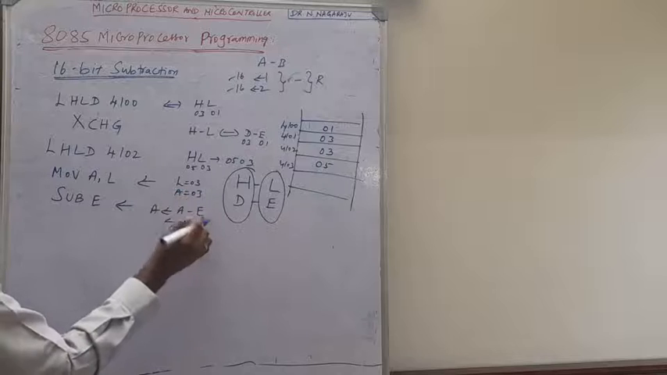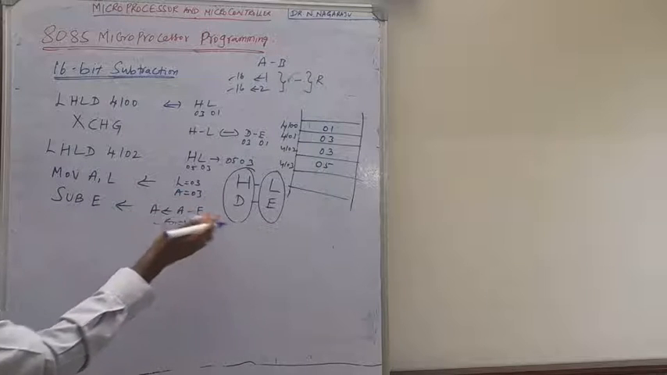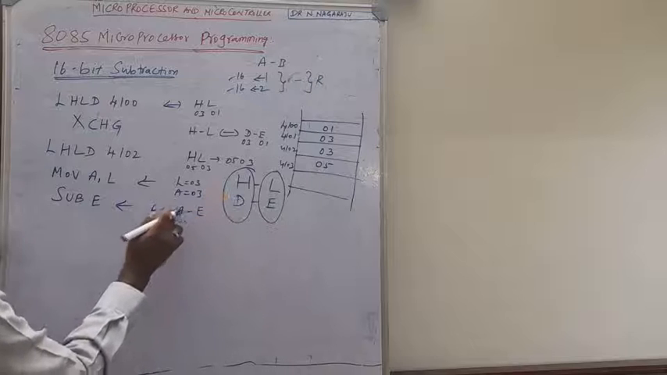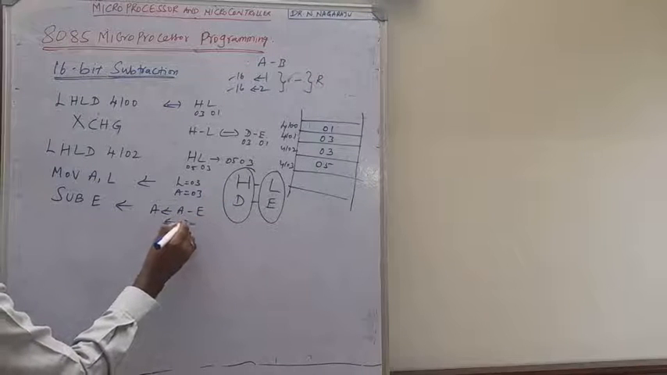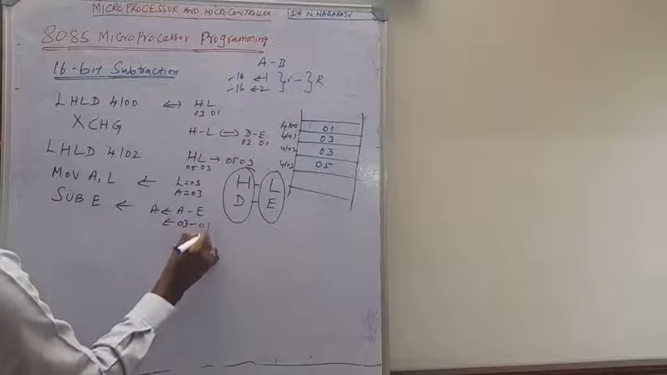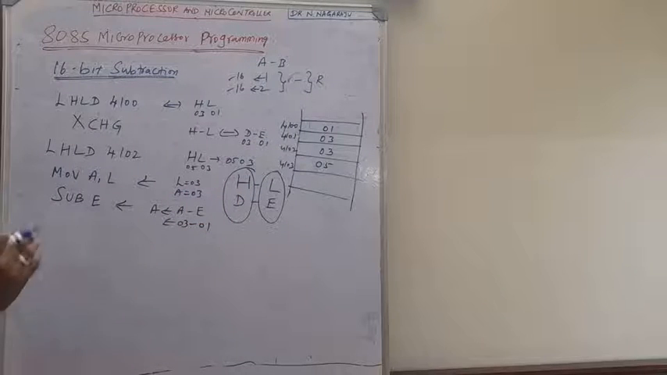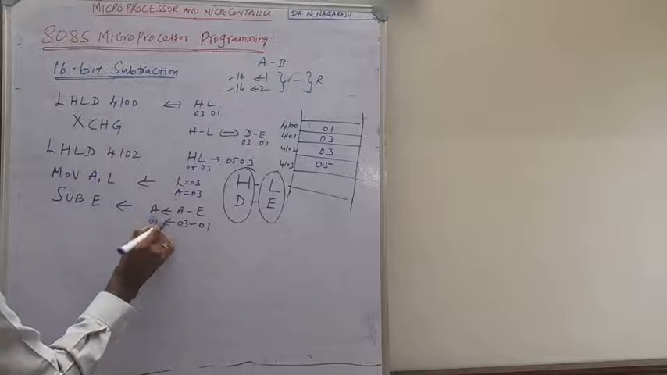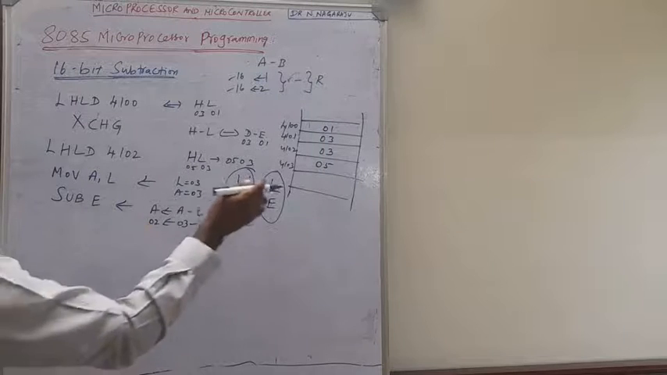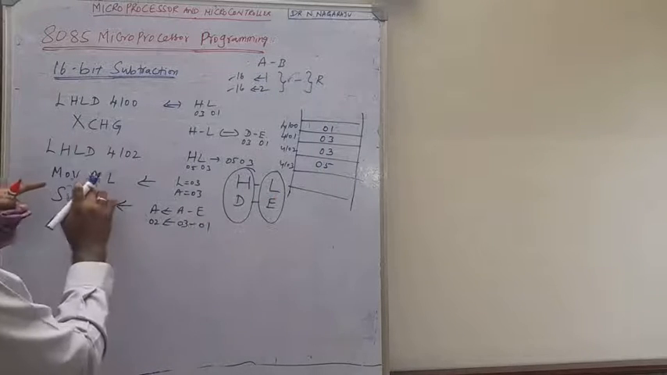The E content here... what is the value of the E content? Sorry, the A content here is 0 3, but the E content is what? 0 1, right? So what is the answer here? 0 3 minus 0 1 is what? 0 2. Because here I have moved the L content to the A register.